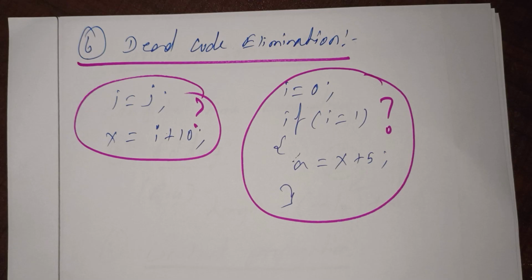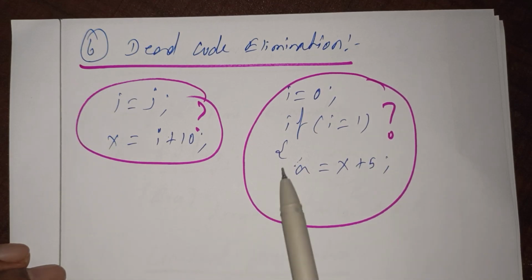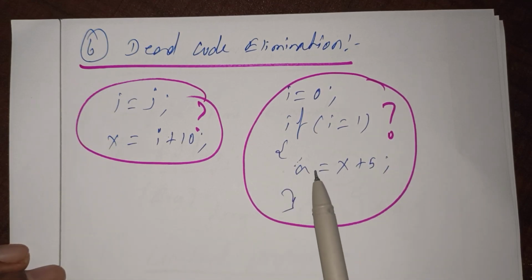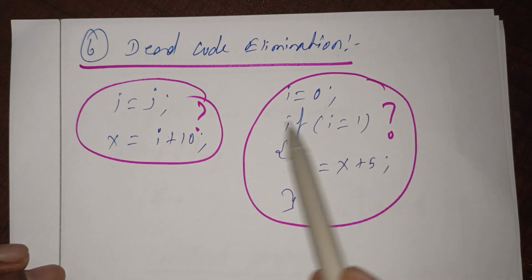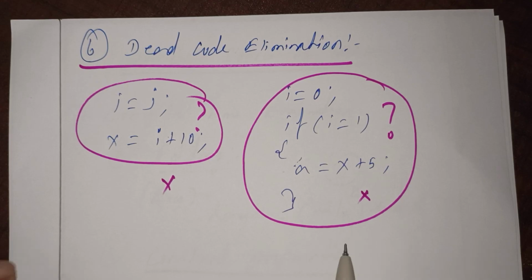Now the second part, that is the synthesis phase, code optimization, looks for this dead code also. If it finds anything that is dead code, it has to be eliminated immediately. So this code has been eliminated, and this code has to be eliminated. This is how the principal sources of optimization work with the input. Whatever input it takes, that code has to become optimized code.